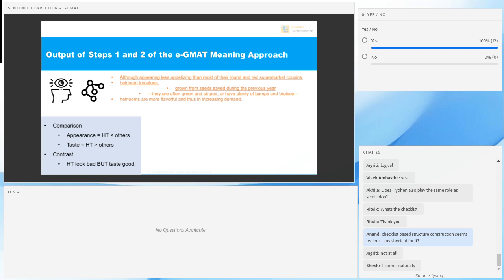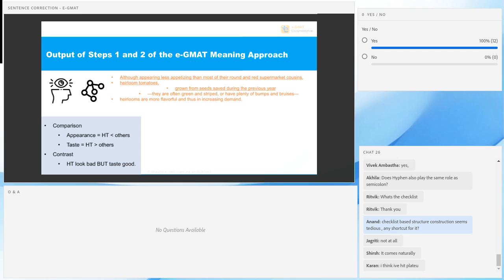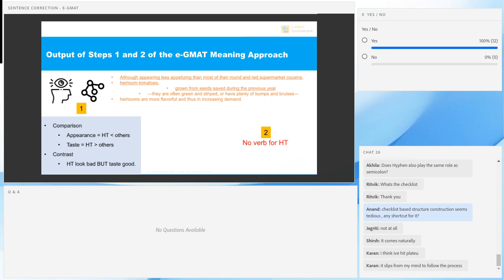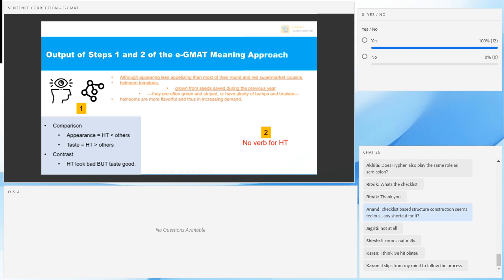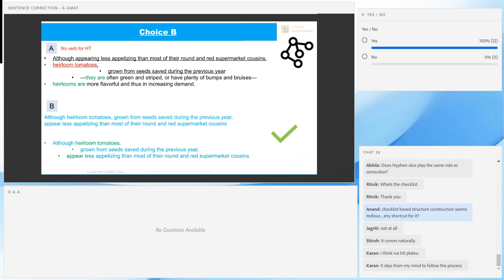Okay, so let's come back to this. The blue box that you see over here encapsulates all the aspects that we extracted from the original sentence. Comparison, there's appearance, there is taste. Contrast, heirloom tomatoes look bad, but they taste good. Now step number two is to figure out the deterministic errors, and that's where we figured out that there's no verb for heirloom tomatoes. Now you take that analysis with you into the remaining choices. So you've already figured out that choice A is wrong. Now look at choice B.